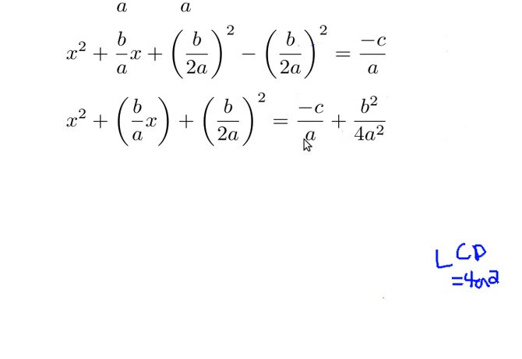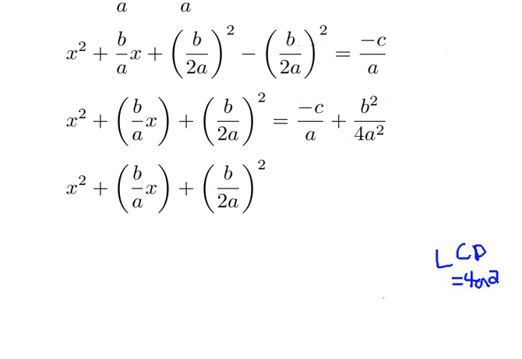That means what is lacking from this fraction that it can be added to this fraction? It's lacking a 4 and another a. So we can rewrite this. I'm just going to copy down the left side. Okay, so we can rewrite this C. The thing that it's lacking from the LCD is exactly 1/4 and exactly 1a. So we can multiply top and bottom by 4 and a.